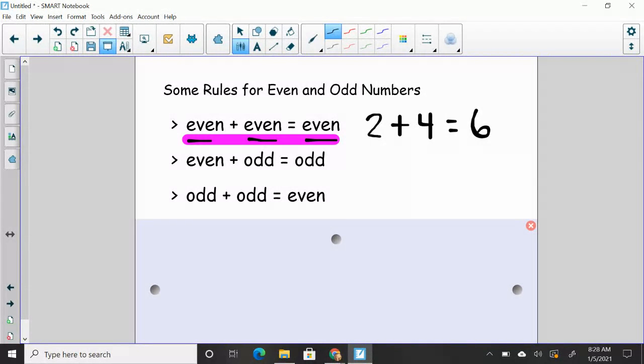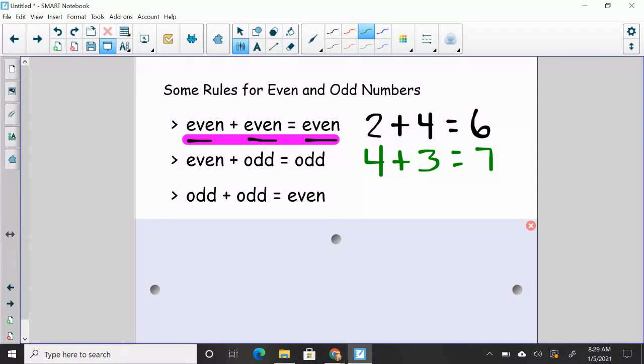When you add an even number with an odd number, your result is going to be odd. For example, if you did a quick example problem, let's say I had 4 as my even number, and to that I'm going to add 3, which is odd. My result is going to be 7.